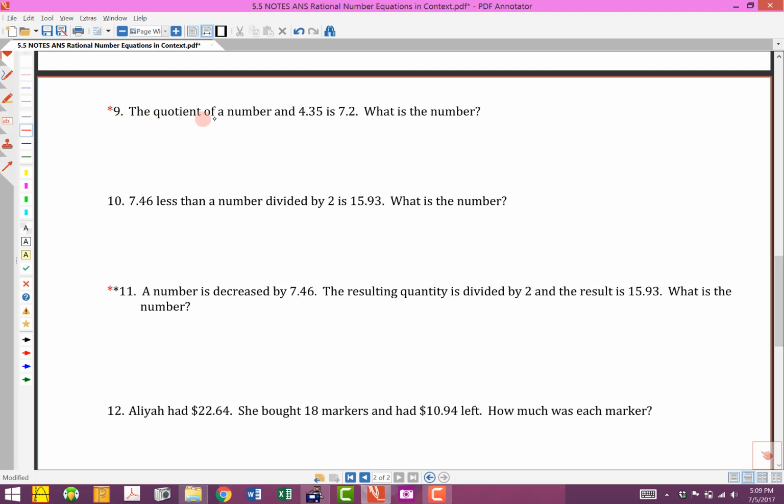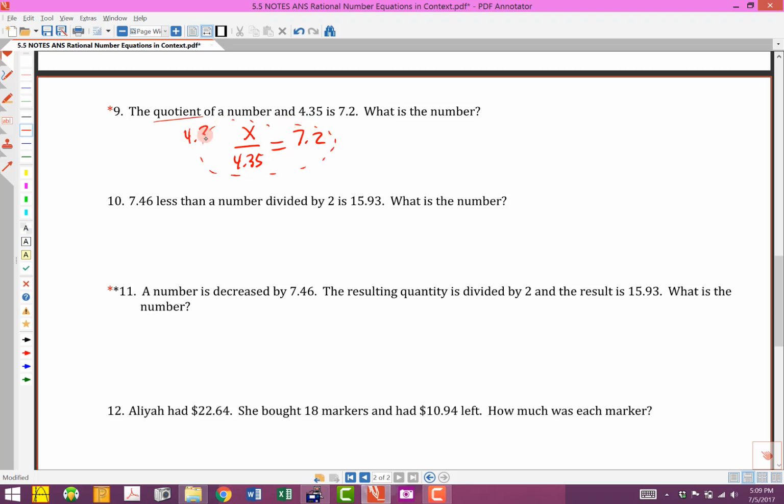We've got number 9. The quotient of a number and 4.35 is 7.2. Quotient means we're going to be dividing a number and 4.35. So the number I'm going to use is x. We're going to divide that by 4.35, and it is 7.2. Okay, so there we get credit for writing the equation.